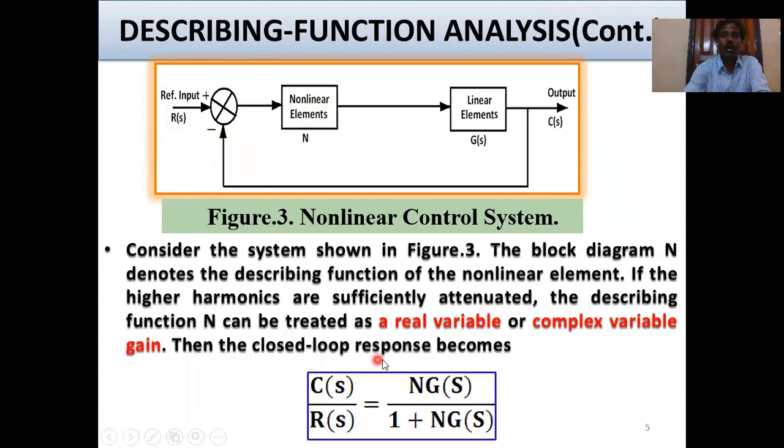Then the closed loop response becomes C of S by R of S equals N into G of S divided by 1 plus N into G of S, where 1 plus N into G of S equals 0 is called the characteristic equation. And this is the overall transfer function C of S by R of S for nonlinear control systems.